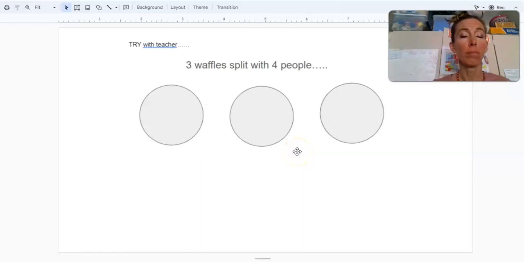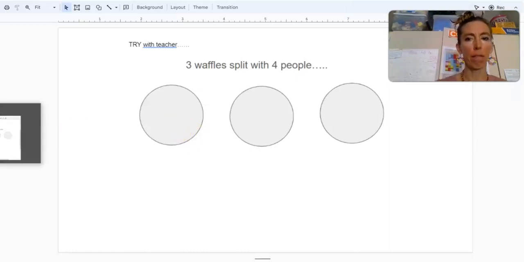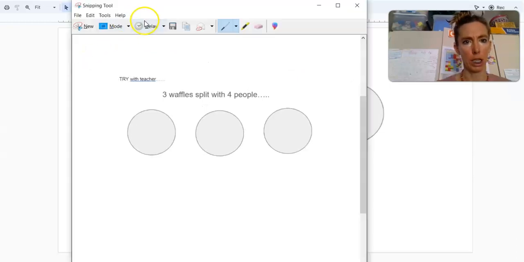All right, here we go. Let's see what you did. Actually, I can't see what you did, so you're going to try it with me and compare what you did with mine. Okay? All right, I got 3 waffles, and I'm trying to split it with 4 people.